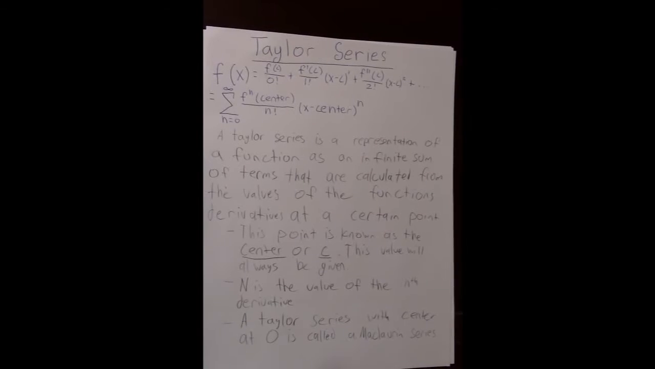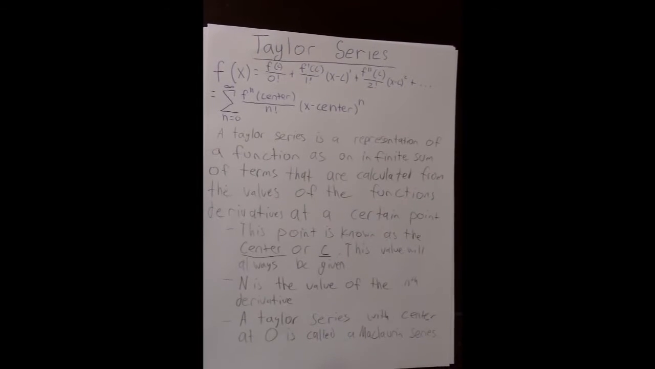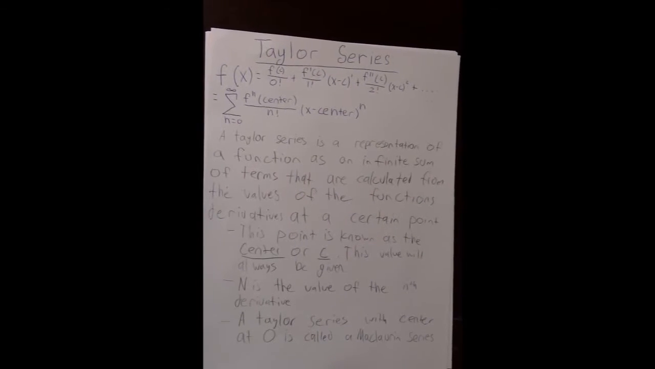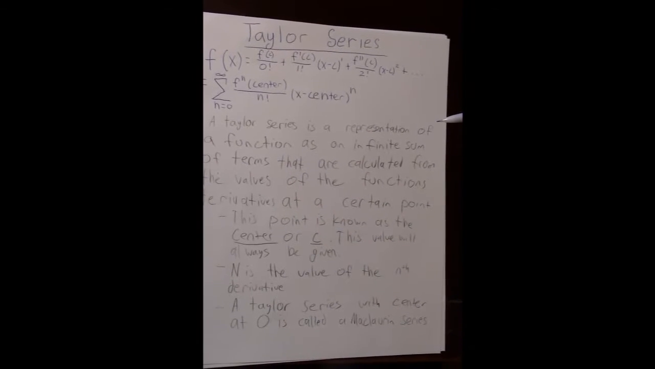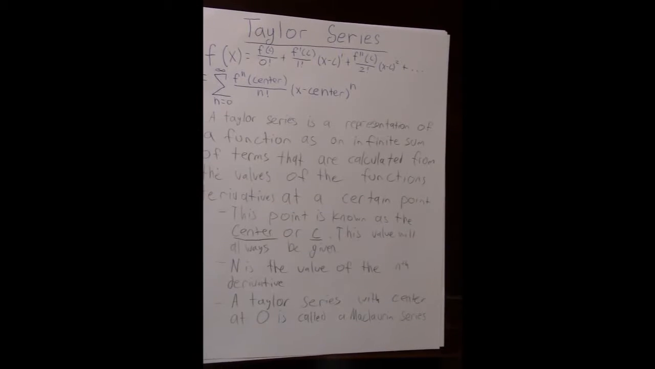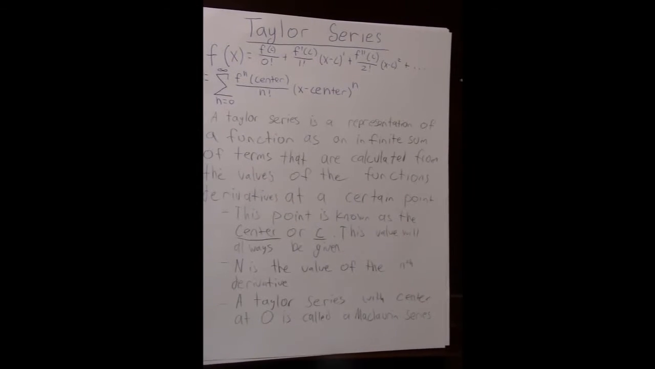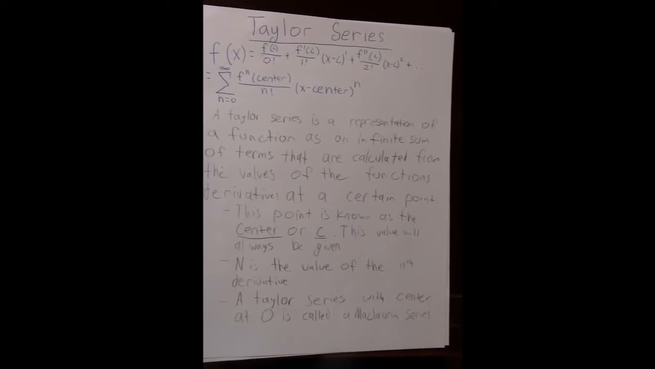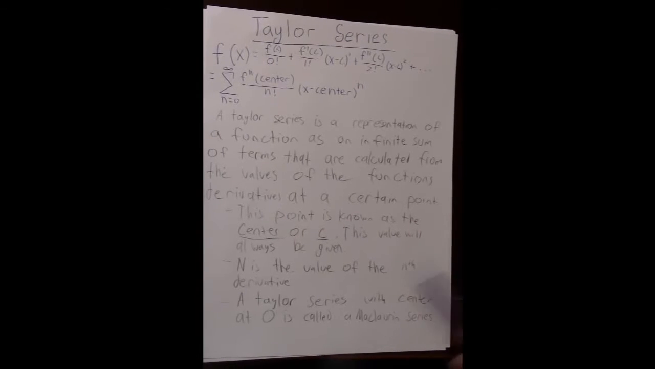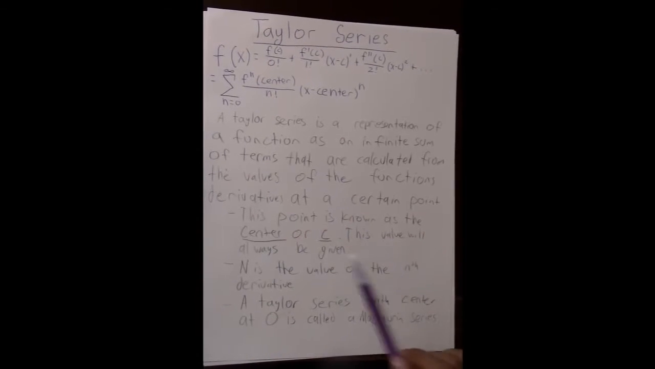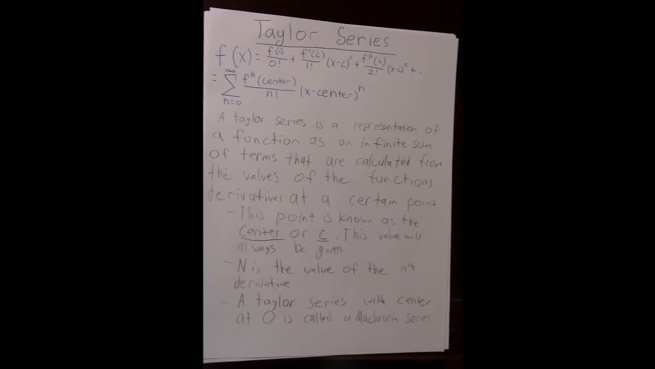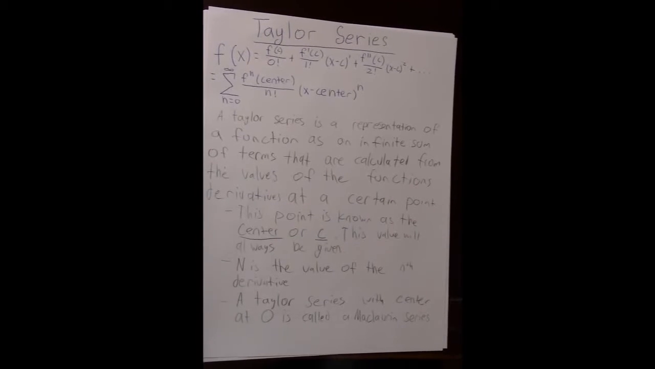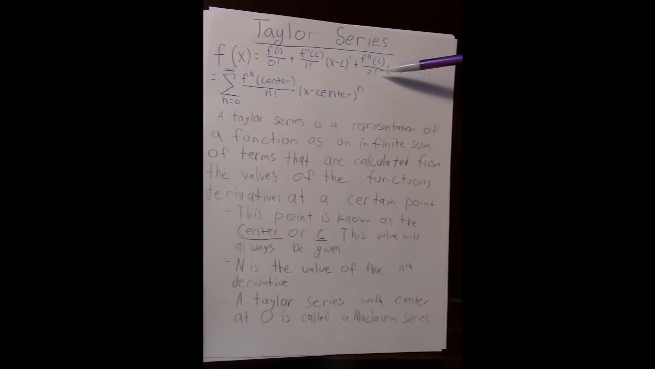So, I'm assuming all of you know what a Taylor series is, but I will review it. A Taylor series is a representation of a function as an infinite sum of terms that are calculated from the values of the function's derivatives at a certain point. This point is known as the center, or c, and this value will always be given in a question. A Taylor series representation is given by the formula shown here.